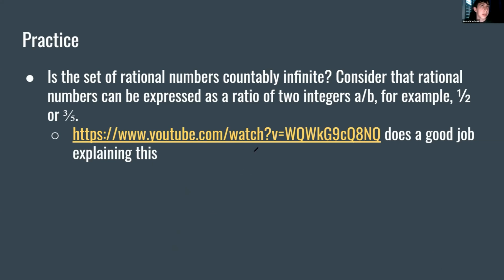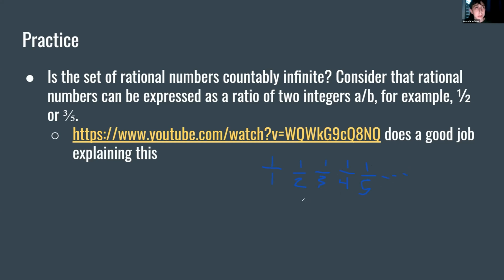So let's make a grid of all the rational numbers. We'll start in our first row with 1 over every integer. We need 1 over 1 first, and then 1 over 2, and then 1 over 3, and then 1 over 4, and 1 over 5, and so on.